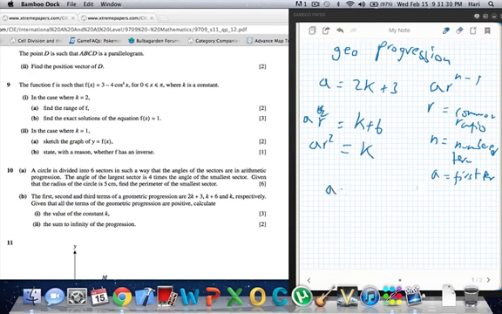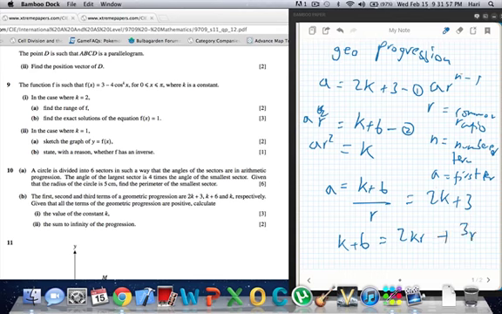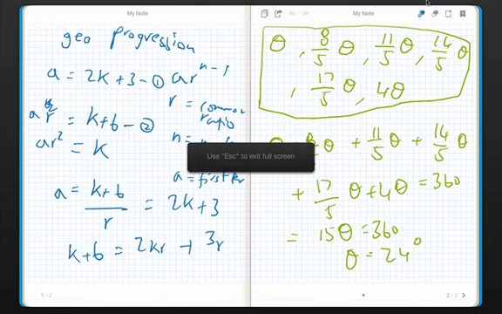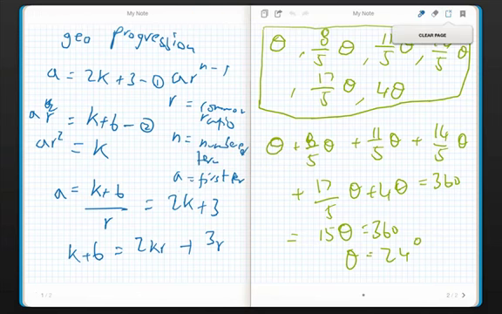If we take a the subject of the formula, we have k plus 6 divided by r. That is in the second equation. We call this the second equation, and this is the first. Then we have a is equal to k plus 6 divided by r, and this is equal to the a over here, which is 2k plus 3. So if we do this, we have k plus 6 is equal to 2kr plus 3r. Now making this full screen, we can continue over here. I hope you've taken this down.